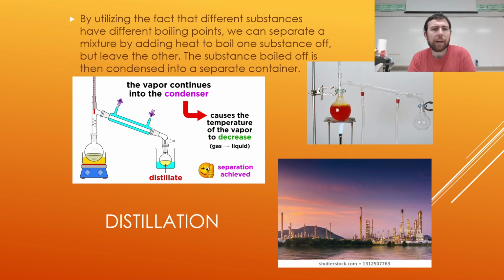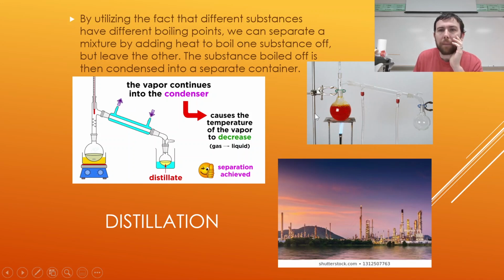As you're doing this, say you're looking at the setup on the left and even the more realistic setup on the right, you've got a solution in a flask, set up on a hot plate or a Bunsen burner, and you're heating that solution. What's going to happen is as the substance that has the lower boiling point is heated, it's going to be converted into the gas phase first, right? Then that gas is going to move through the condenser, which is over here, right?